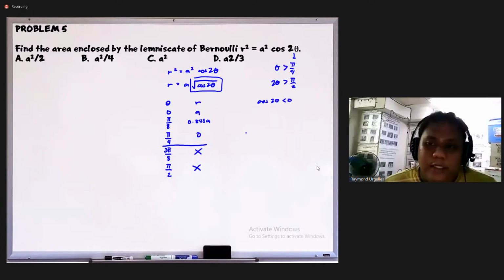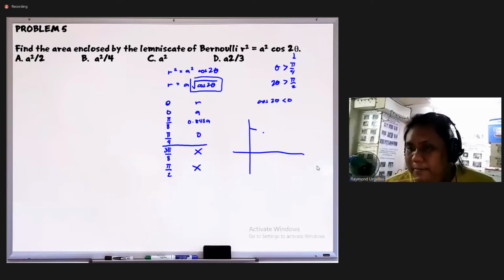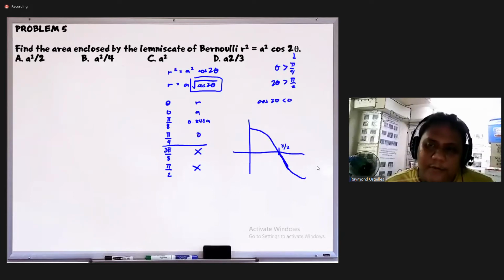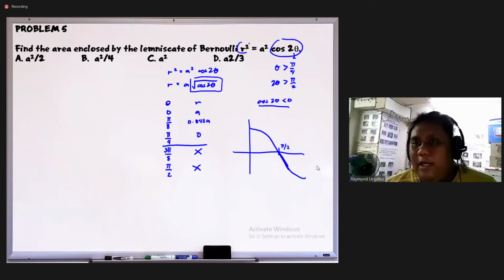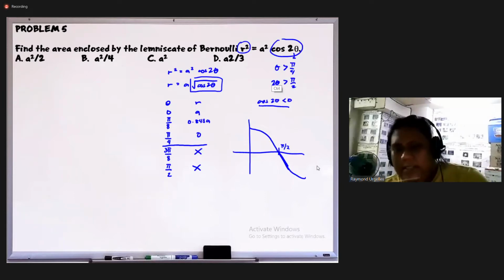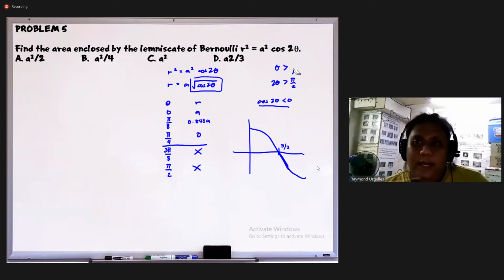Diba? So kasi ganito yung graph ng cosine. Ito yung pi over 2. Okay? So kaya pag lumampas ka sa pi over 2, magne-negative yung cosine mo. And pag nag-negative yung cosine mo, pag kinuha mo yung square root, you will get an undefined number. Imaginary yung number. Kaya wala siyang solution sa pagdating sa values ng theta greater than pi over 4.